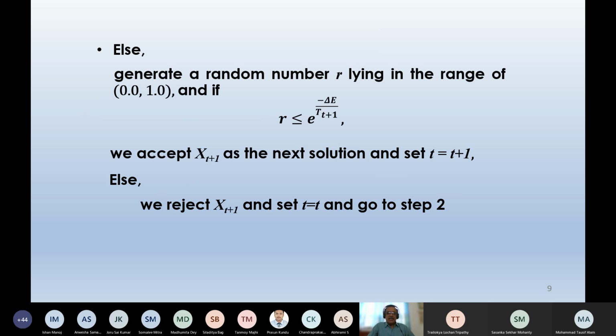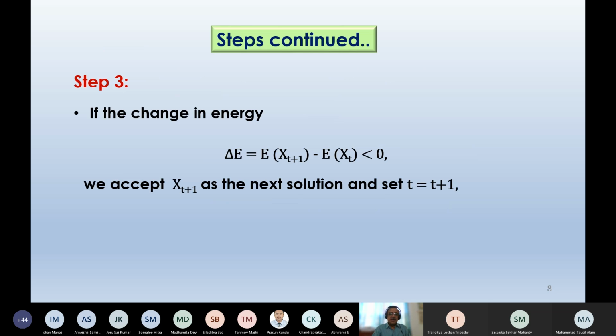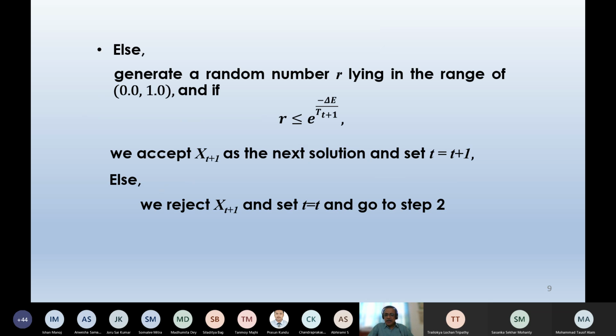Now, there is another possibility that this particular solution x t plus 1, generated at random in the neighborhood of x t, may not be accepted. That means this particular condition may not hold good. So if it does not hold good, then also we want to give a chance to the solution to be considered if it follows a particular condition. What is this particular condition? That I'm going to discuss in detail. So what is that particular rule?